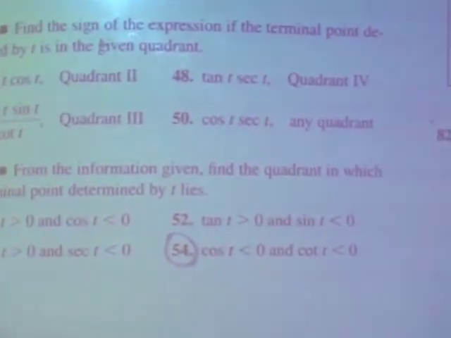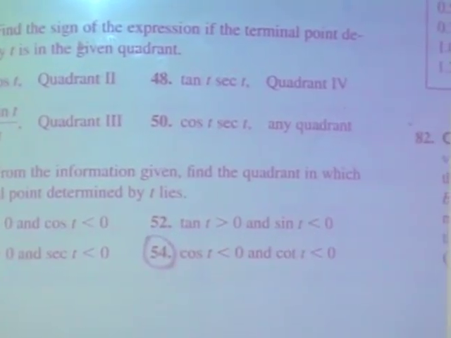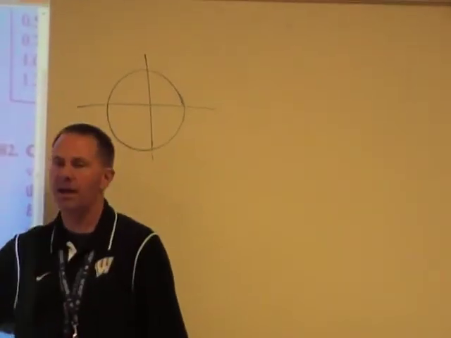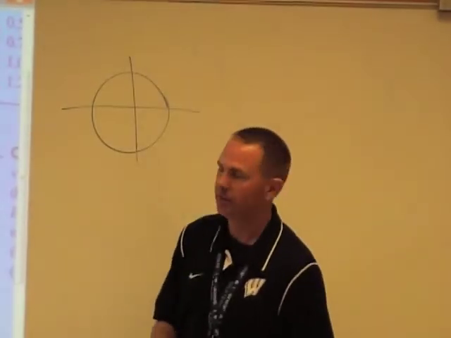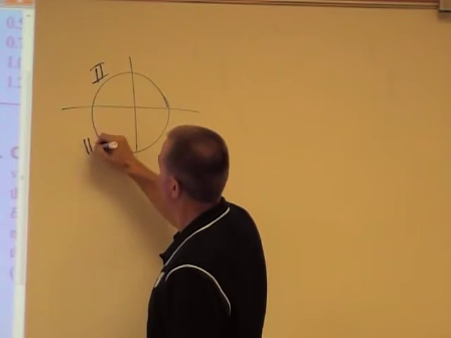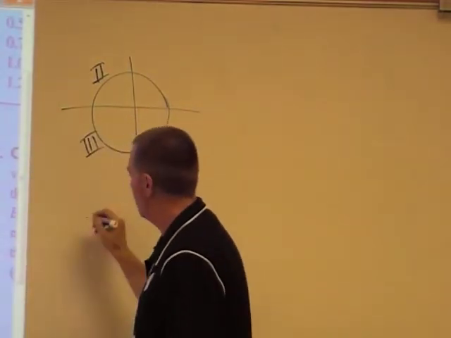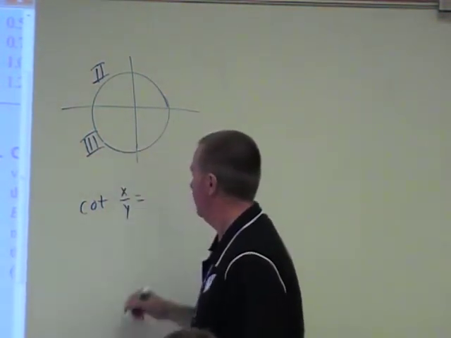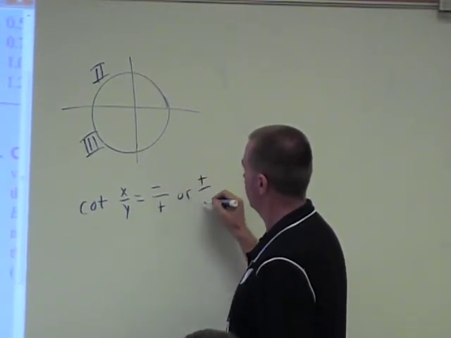Let's do this one since it's circled. Cosine of t is negative. So on a circle, cosine is represented by x. Where's x negative? What quadrants? The second and the third. Now the second part of this, the cotangent is x over y, and it has to be negative. So either the x is negative and the y positive, or the x is positive and the y is negative.